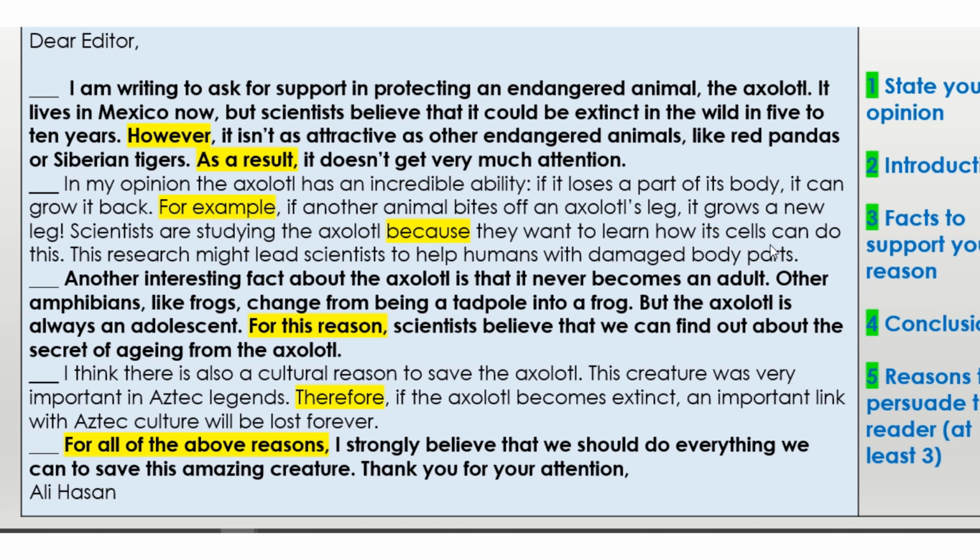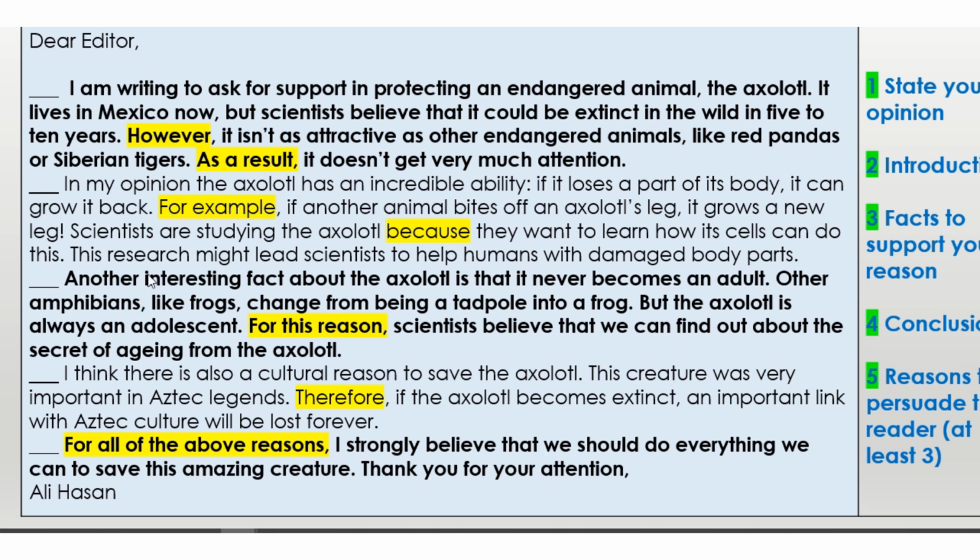So here, number 2, what is the title? Should be state your opinion. After the introduction, state your opinion. So here, title number 1 should come here in position 2, here.